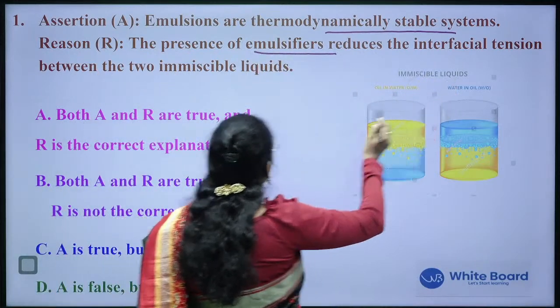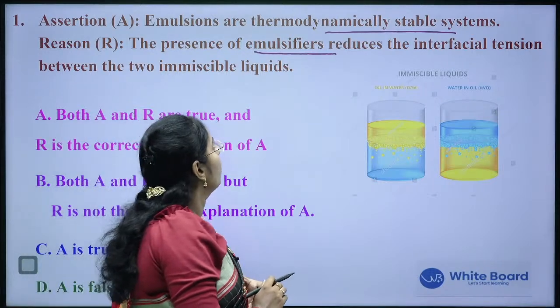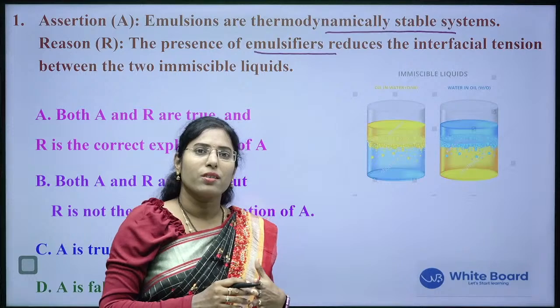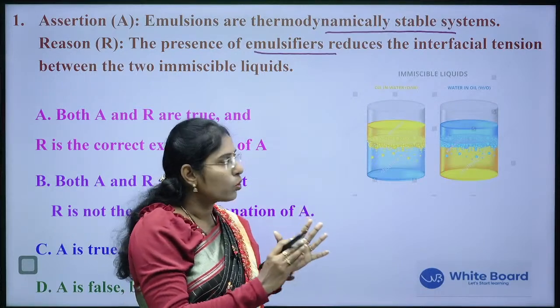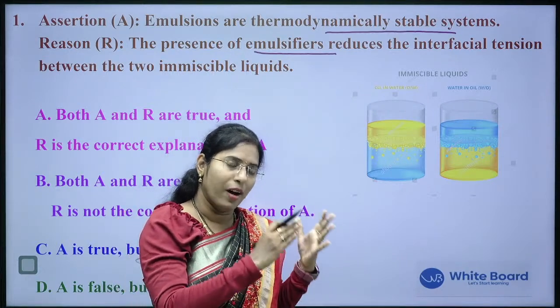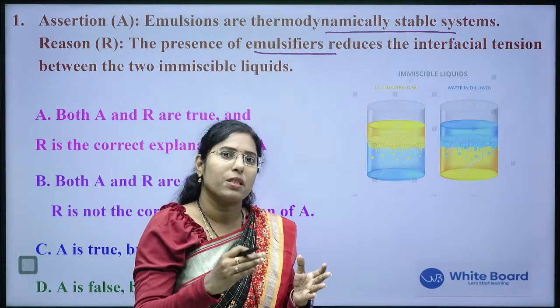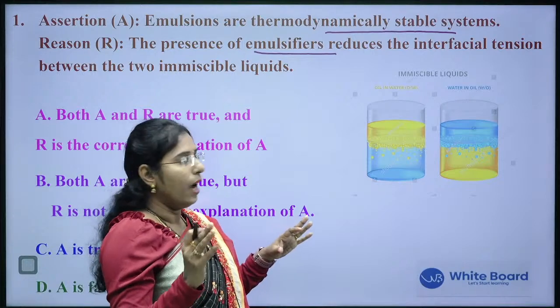Here they have given assertion and reason. Coming to the assertion, emulsions. First of all, what are emulsions? Emulsions are the mixture of two immiscible liquids. These are of two types, oil in water and water in oil. Means one solvent will be dispersed in the other continuous medium, as fine droplets in the other continuous medium.